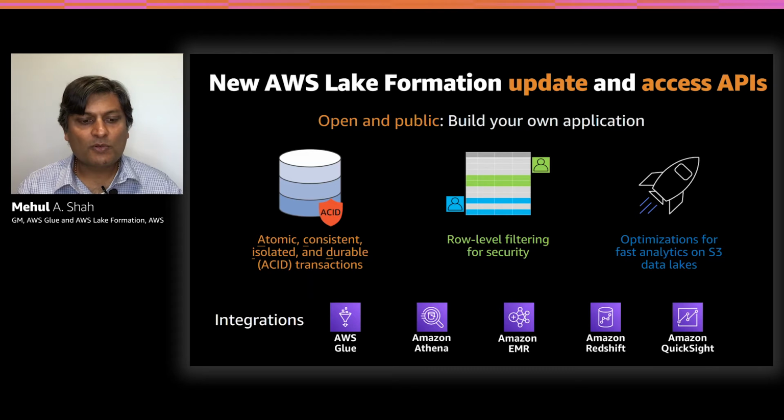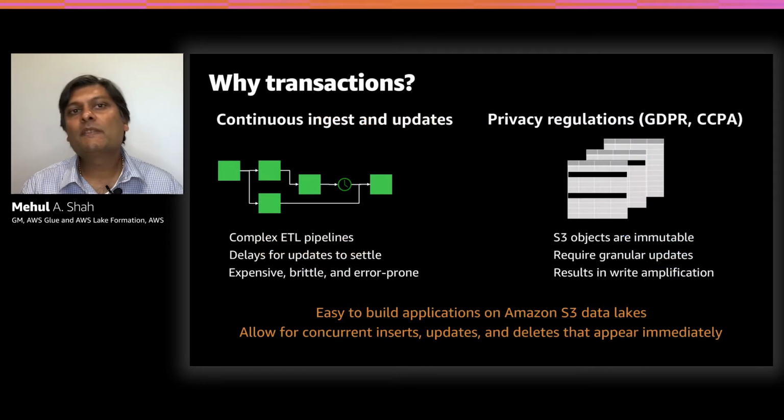These APIs support atomic, consistent, isolated, and durable, or ACID, transactions so that you can update your data lakes in a concurrent and consistent way. They enforce or apply row-level filtering for fine-grained security. And they encapsulate a number of optimizations so you can run analytics on S3 extremely fast. So I'm going to walk through each one of these features and discuss them in depth. The first one is transactions.